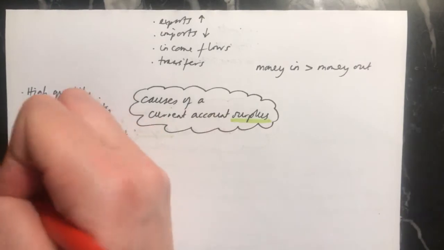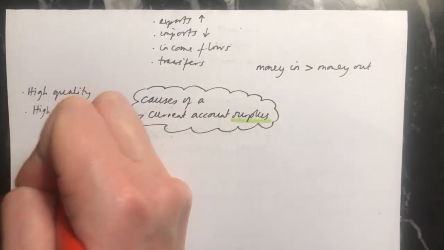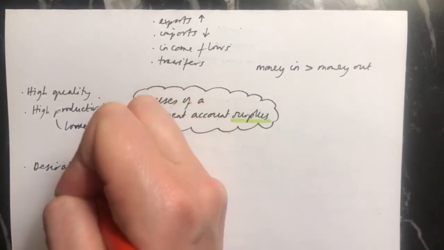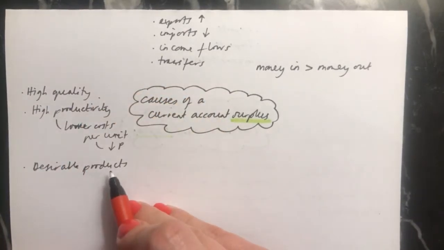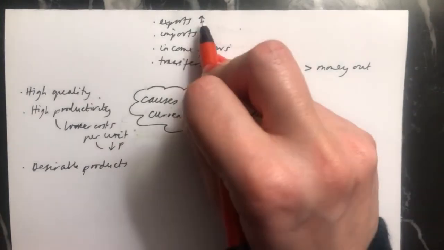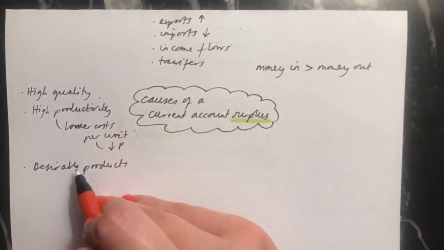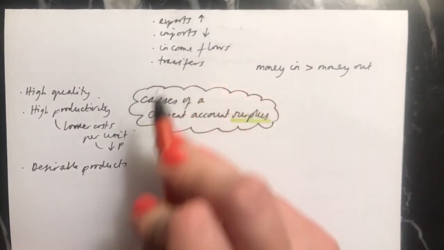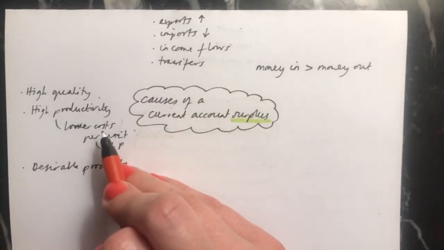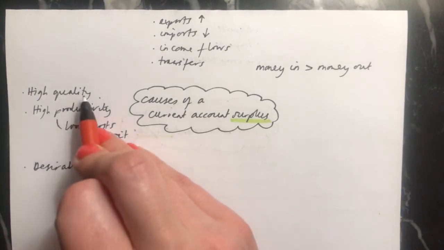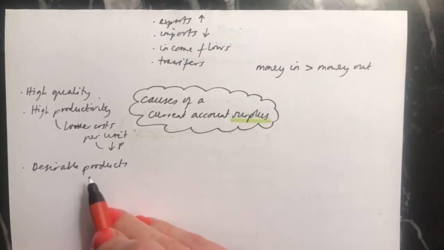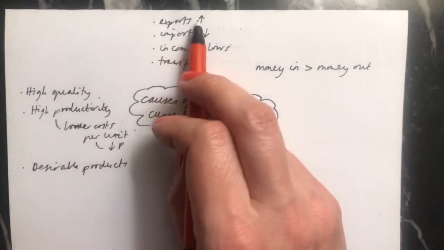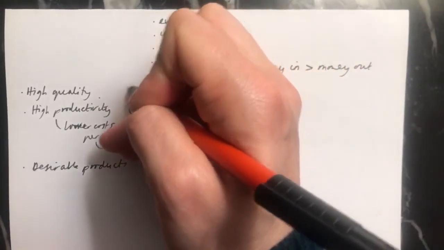The other thing is that your products may be desirable. You might be producing things that other countries particularly want, and therefore you will export more. These things also mean that you will be importing less probably, because people within your country will want to buy the things made in your country if they are high quality, the price is lower and they're particularly desirable. So these 3 factors will mean you export more and import less.